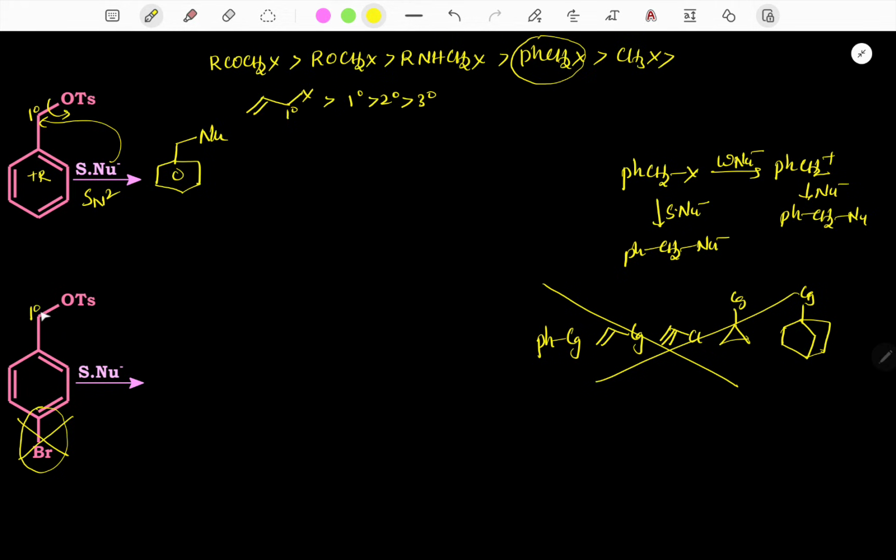Now it is a primary benzylic. So primary benzylic reacts under SN2 conditions, and finally it gives the corresponding product like this. Bromine remains intact, and finally we got our required product.